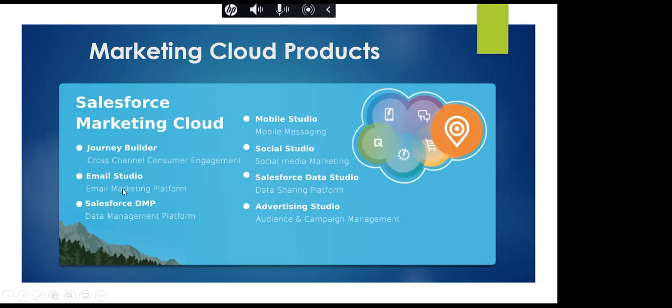Similarly, for emails, we have Email Studio. It is a type of studio in Marketing Cloud. We have Salesforce Data Management Platform. We call it Salesforce DMP. For the mobile channel, we have Mobile Studio. For the social channel, we have Social Studio. We have Salesforce Data Studio. We have Advertising Studios. So these all are the studios which are present inside Marketing Cloud.